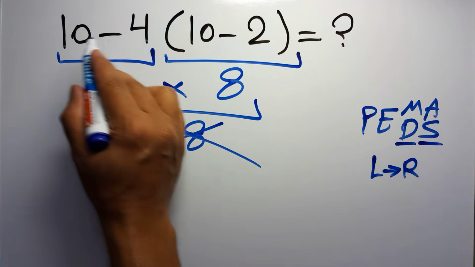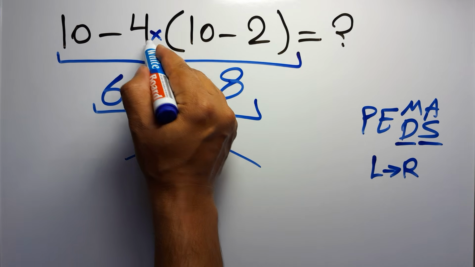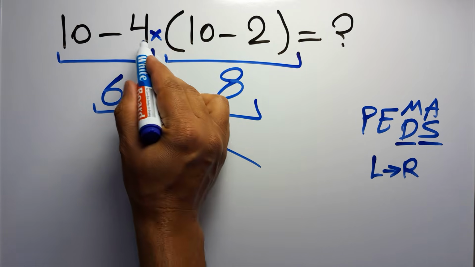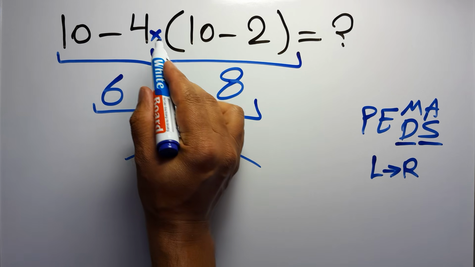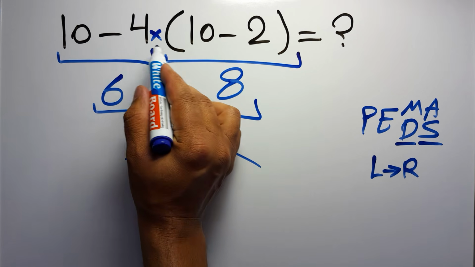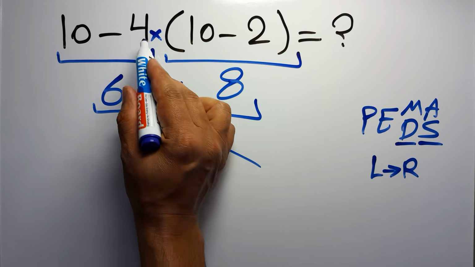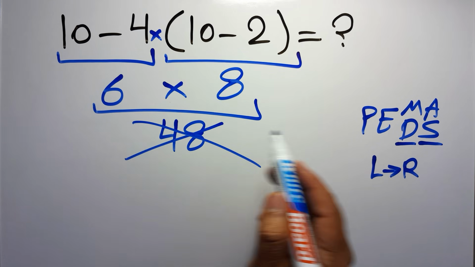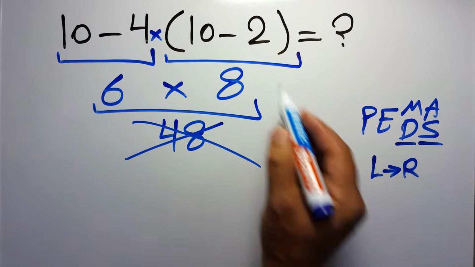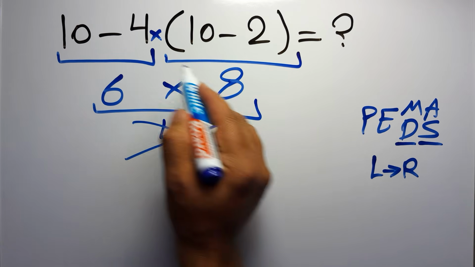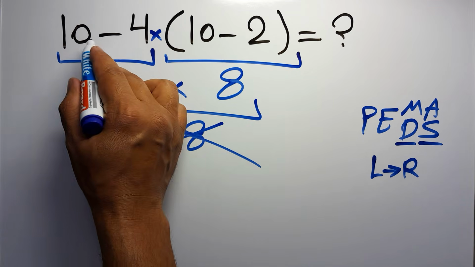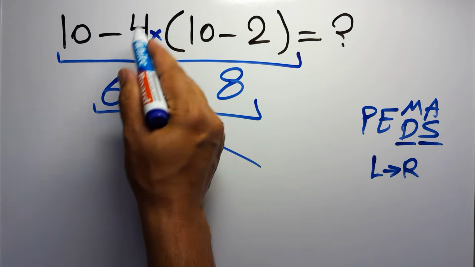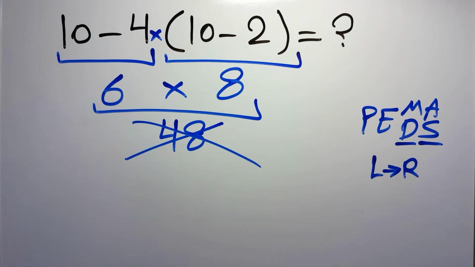In this expression, we have one subtraction, one multiplication, and one parentheses. Inside this parentheses, we have one subtraction. Here we have a multiplication because in mathematics, when a number is placed next to parentheses, it means multiplication, and we usually don't write the multiplication sign for brevity. Okay, so according to PEMDAS, first we have to do this parentheses, then this multiplication, and finally this subtraction. If we do this subtraction before this multiplication, it is wrong.